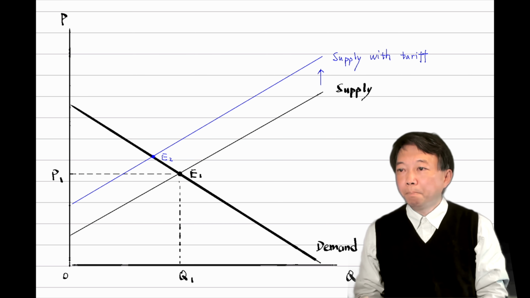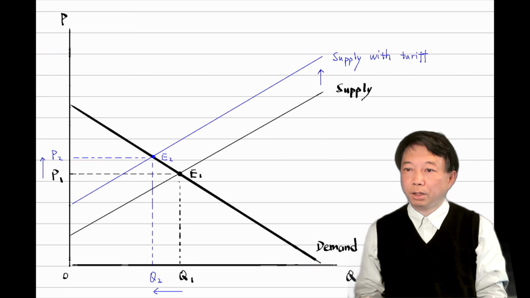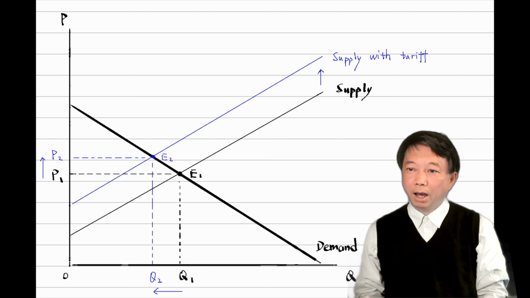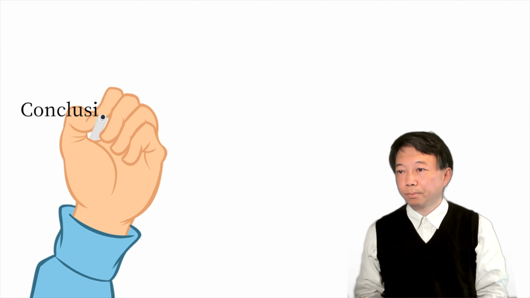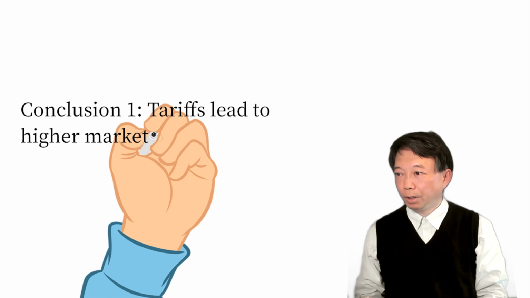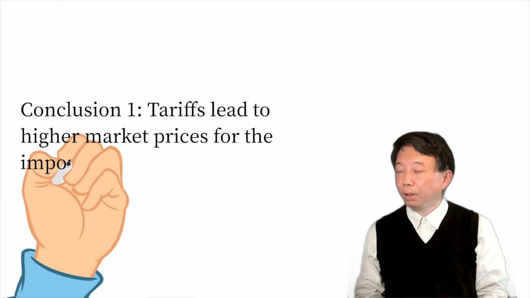As a result, the market equilibrium shifts from E1 to E2. The equilibrium price rises from P1 to P2, while the equilibrium quantity decreases from Q1 to Q2. That is to say, tariffs cause an increase in the price of strawberries and a decrease in the quantity purchased. We can reach our first conclusion about tariffs. Tariffs lead to higher market prices for the imported good and a decline in the quantity purchased.